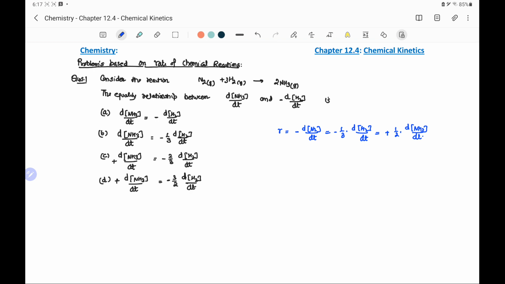Now we have to find the relation between the rate of change of concentration of ammonia and hydrogen. So we take these two expressions and we will have plus 1 by 2 d NH3 by dt equal to minus 1 by 3 d H2 by dt. This implies that carrying the 2 to the right hand side, we will have plus d NH3 by dt equal to minus 2 by 3 d of H2 by dt. So option C is the correct option.